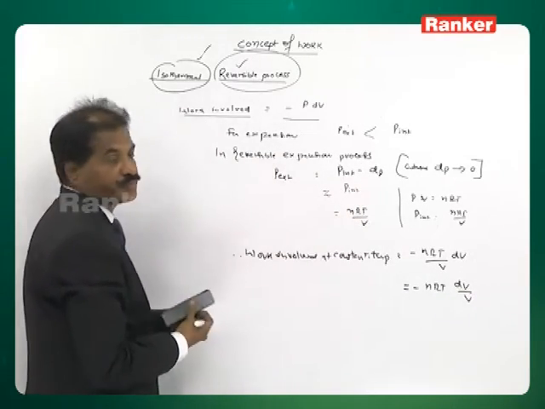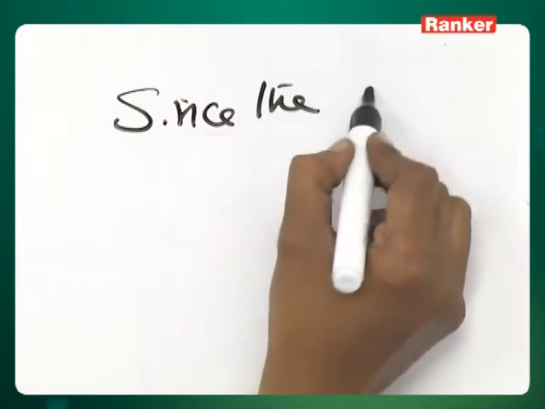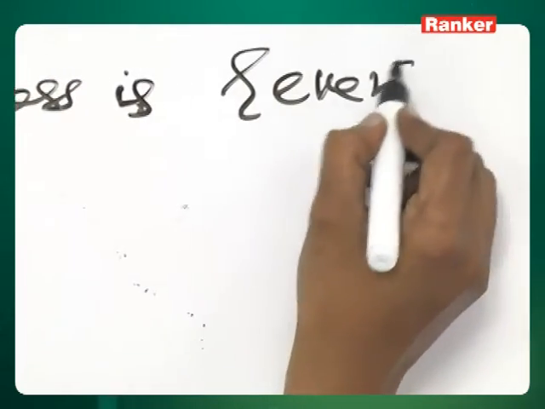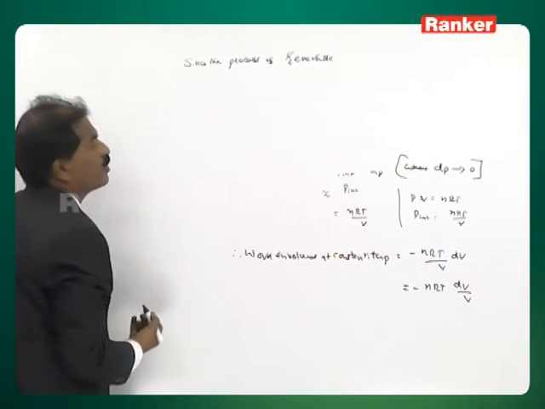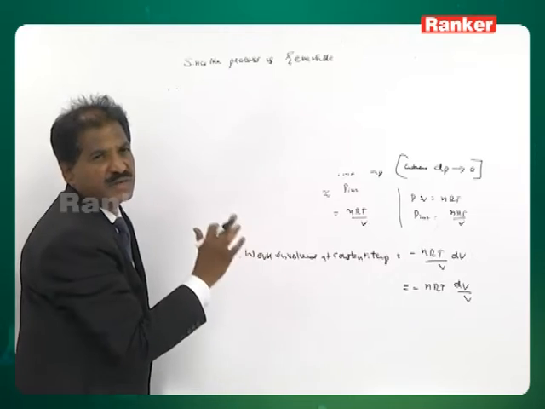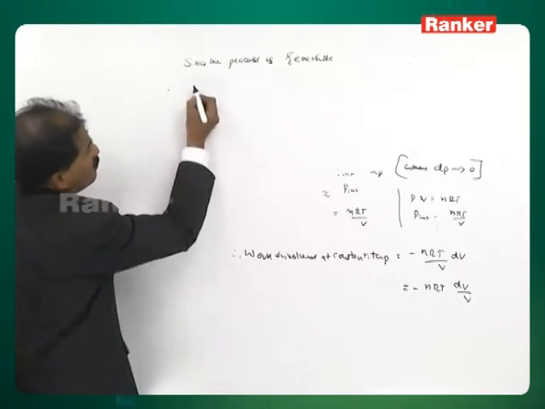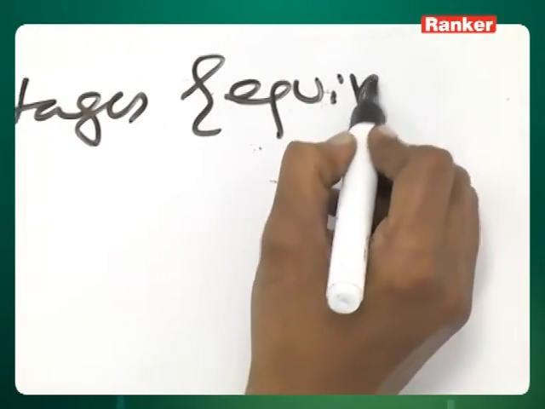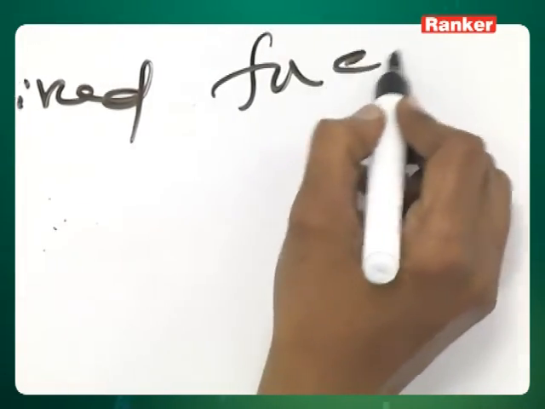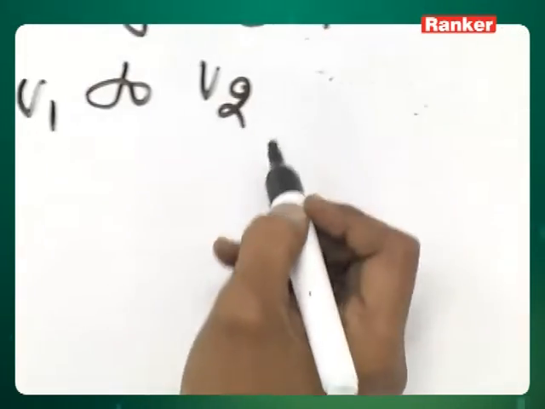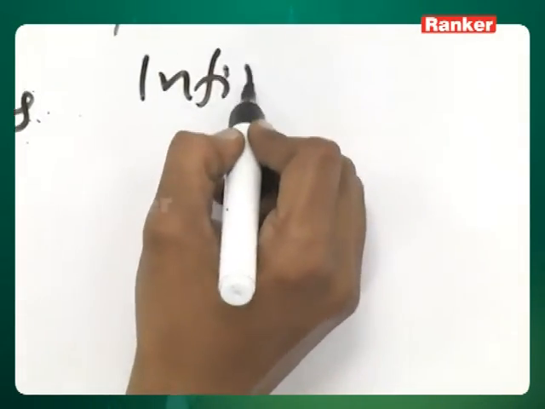nRT by V. Since the process is reversible, therefore the number of stages in which expansion takes place between V1 and V2 is total number is infinite. Therefore, number of stages required for expansion from V1 to V2 is infinite.